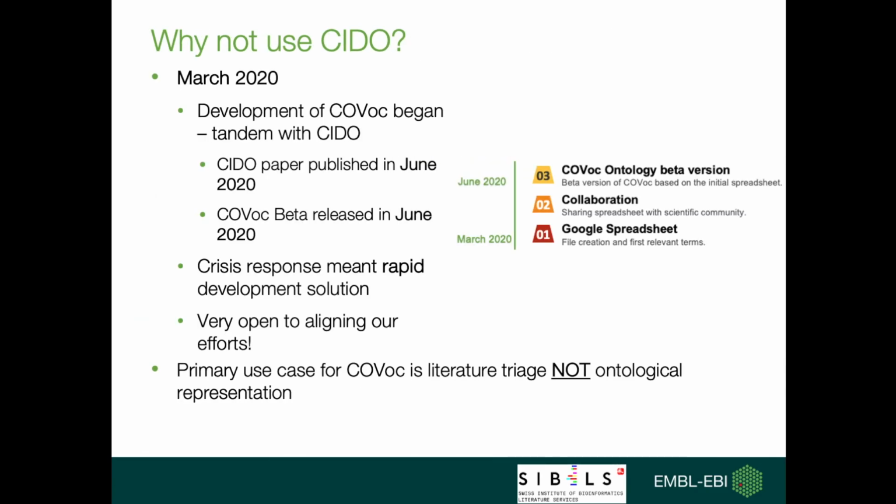Another frequent question we get is, why did we not use CIDO? As we've seen in our timeline, the development of COVoc began earlier this year in March 2020, which we believe is in tandem with the development of CIDO. When the CIDO paper was released in June of 2020, we'd already released the beta version of COVoc, which was now being used and tested in the COVID Triage tool.